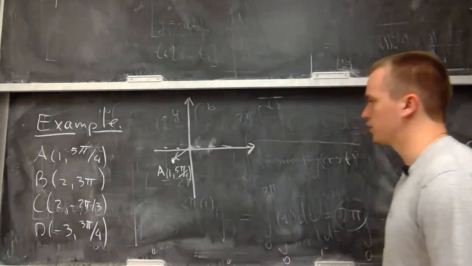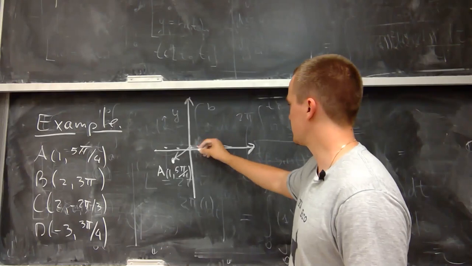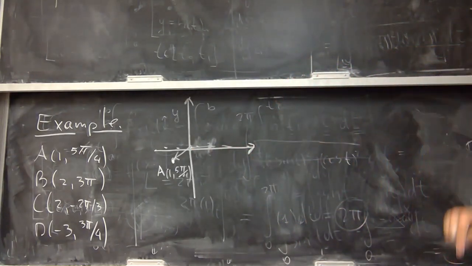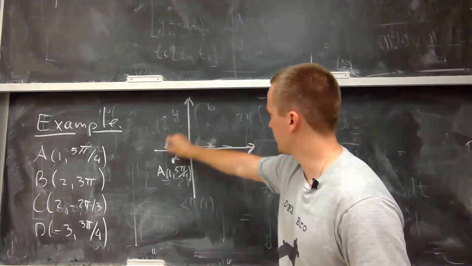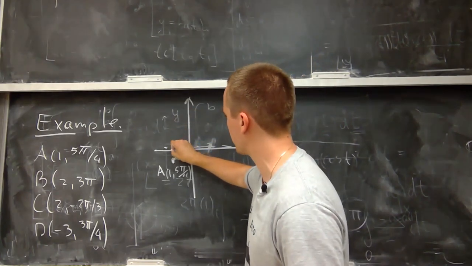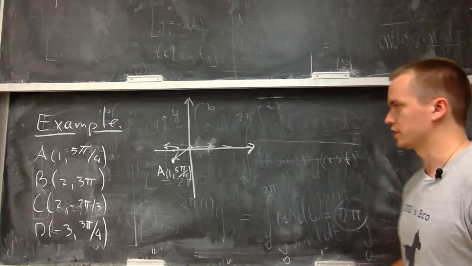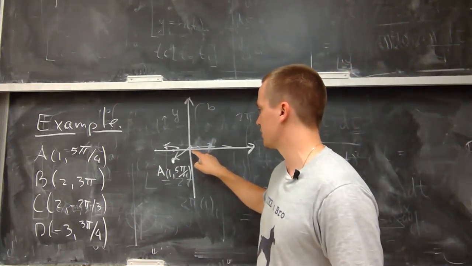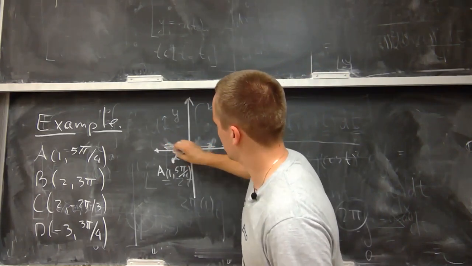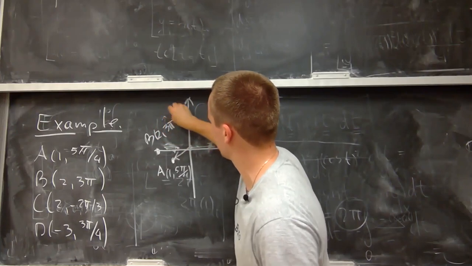Okay, what about point B? For point B, I have 2 and 3π. In the same way, I will start with this unit vector, and I will rotate around the origin by 3π. If I rotate by 2π, I will come back into this position. But if I rotate by π, I will be over here. So my vector right now is pointing towards negative x direction. And I want to go in this positive direction by 2 units. So this point is going to be B with coordinates 2 and 3π.